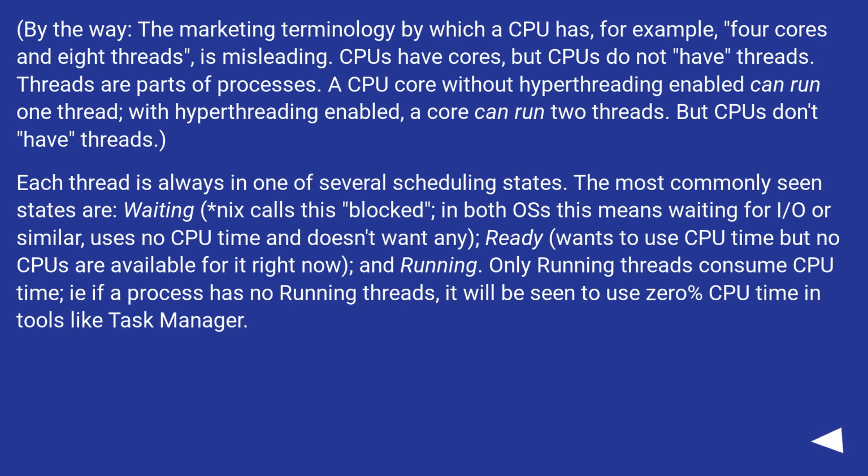Each thread is always in one of several scheduling states. The most commonly seen states are waiting, which Unix calls blocked. In both operating systems this means waiting for I/O or similar, uses no CPU time and doesn't want any. Ready: wants to use CPU time but no CPUs are available for it right now. And running. Only running threads consume CPU time. If a process has no running threads, it will be seen to use 0% CPU time in tools like Task Manager.